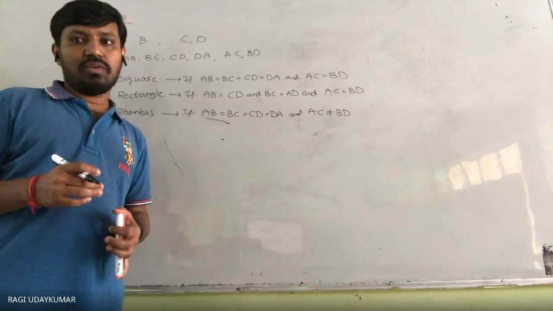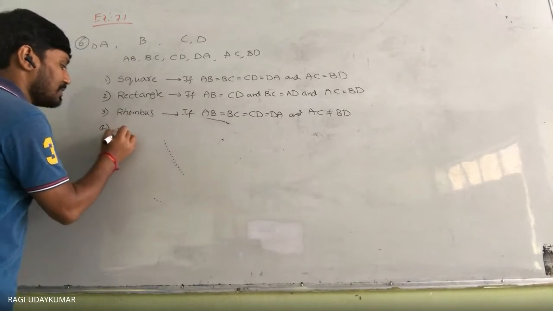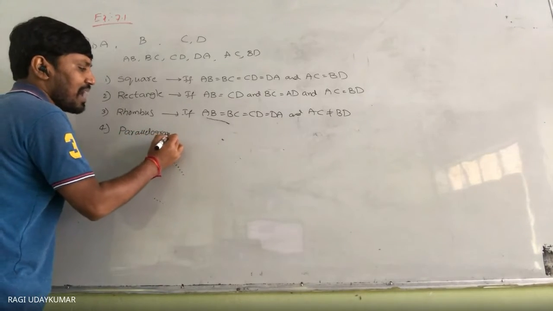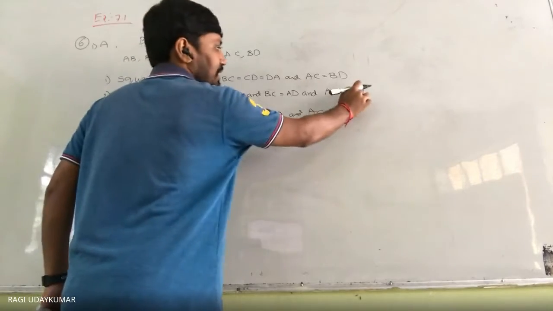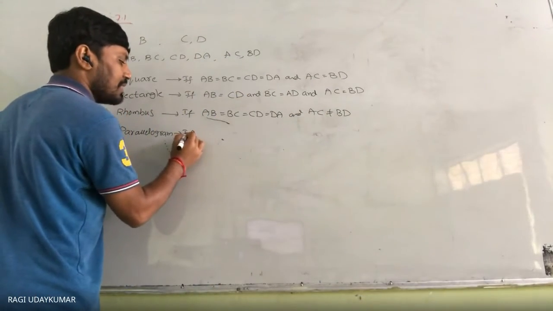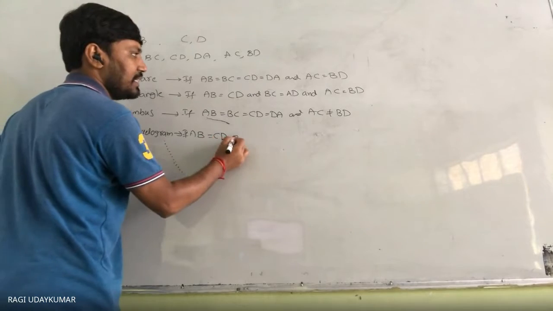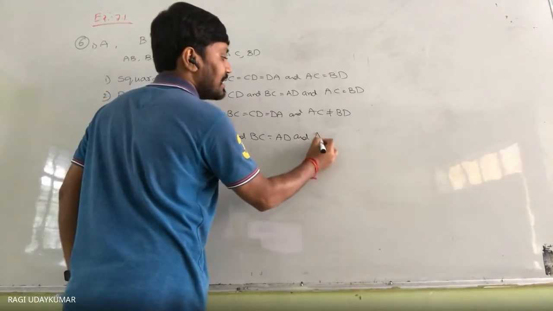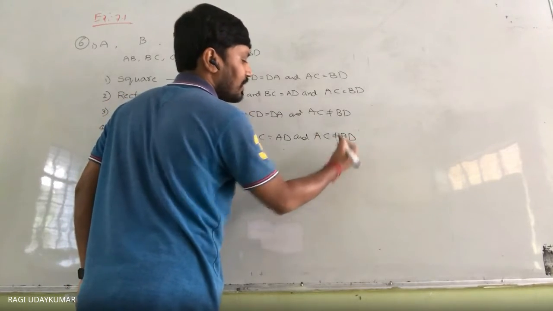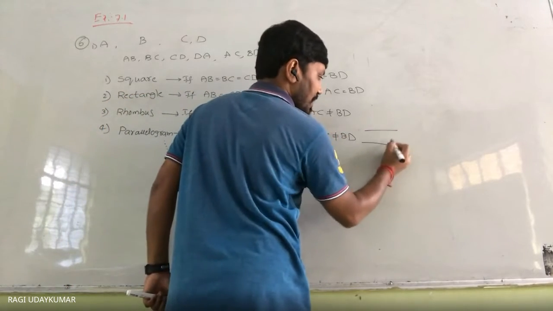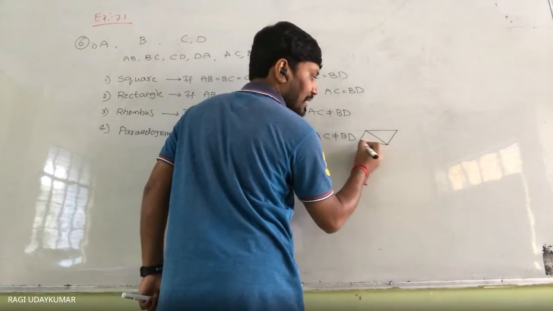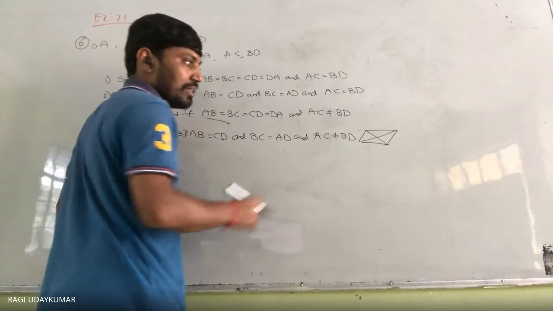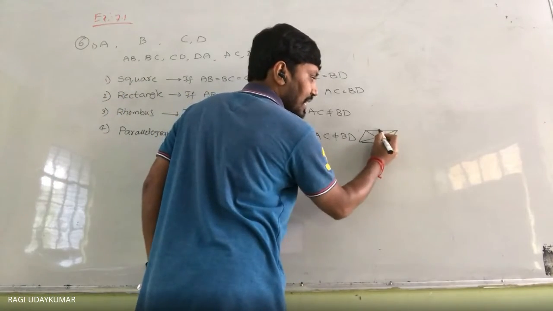Diagonals not equal. Okay, so next, when do we say it is a parallelogram? That quadrilateral is a parallelogram under this condition: AB equals CD, BC equals AD, and AC not equals BD. This is a parallelogram. Diagonal lengths are not equal, and opposite sides are equal in length.